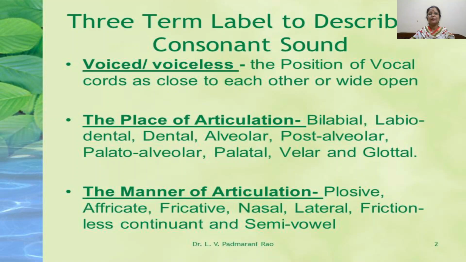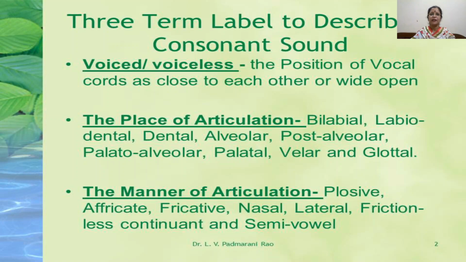Just to have you recapitulate, the three-term label to describe a consonantal sound would be whether it is voiced or voiceless, depending upon whether the vocal cords are vibrating or not. The second is the place of articulation, which will be determined by the active as well as passive articulators articulating with each other to produce the sound. And accordingly, we have a number of terms.